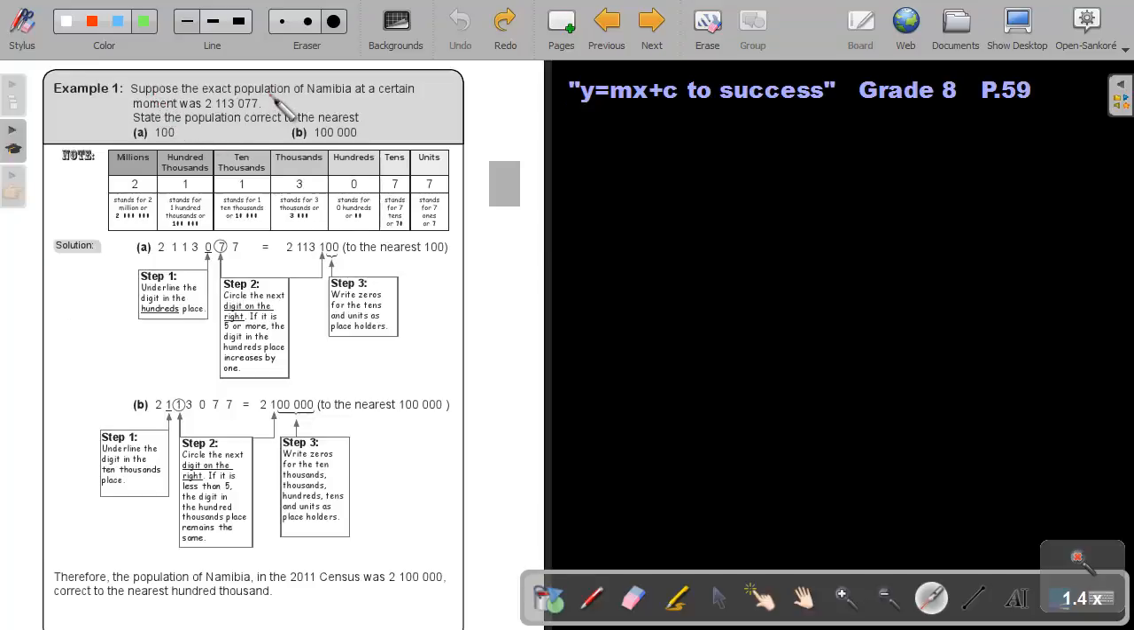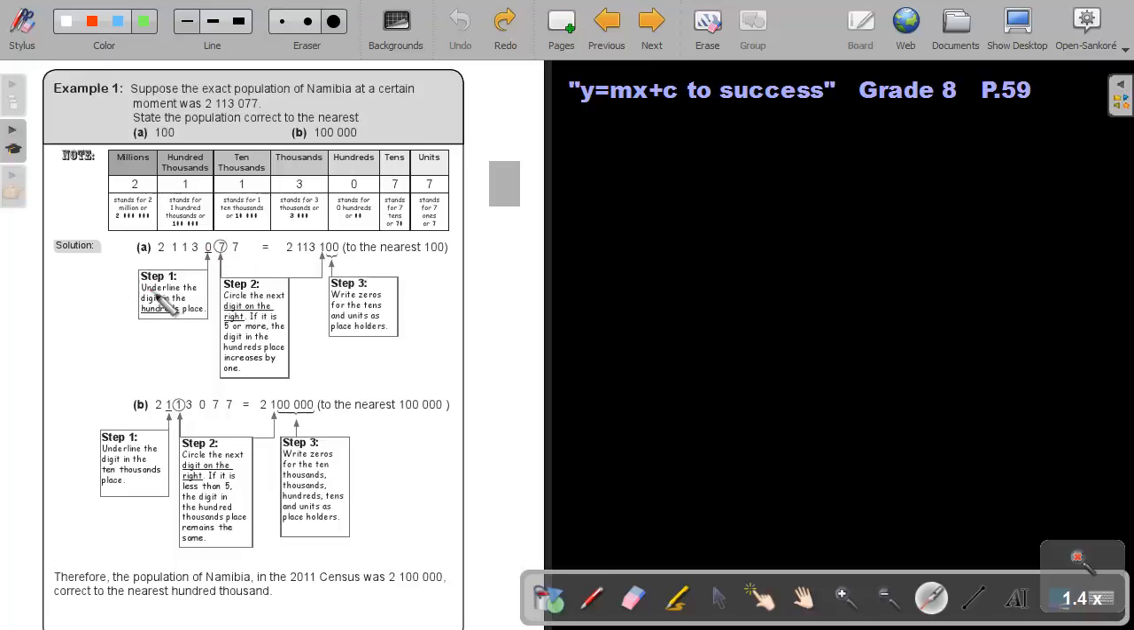Suppose the exact population of Namibia at a certain moment was 2113077. State the population correct to the nearest 100. Okay, now there is the number. Remember, if there's no comma, the comma stands there at the back of the 7. So this is the unit, this is 10, this is 100.